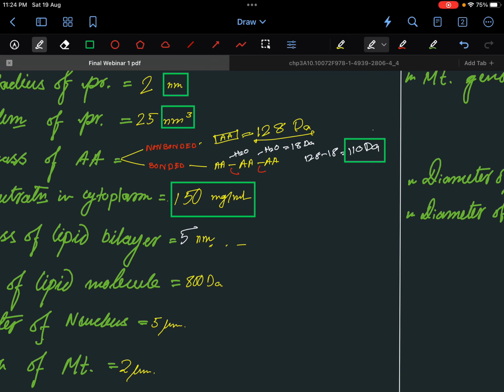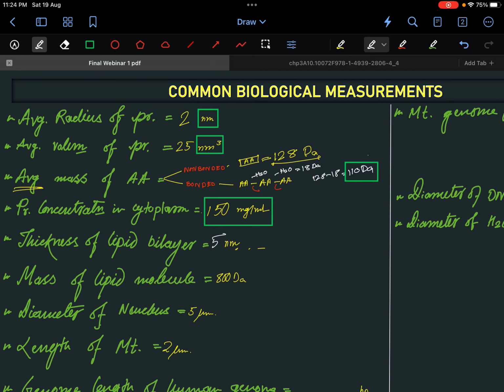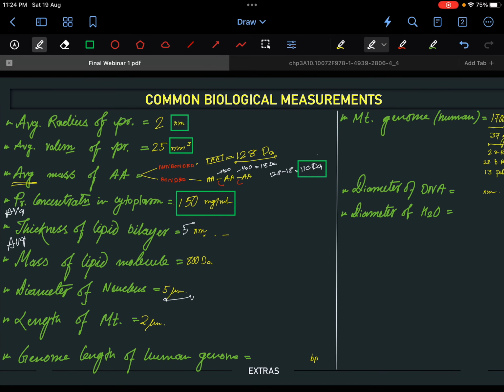Okay. And then the next is, what is the mass of lipid molecule? That is 800 Dalton. Again, here the average term is not written, but just assume average in front of every point. Average mass of lipid molecule is 800 Dalton. Then the average diameter of nucleus is 5 micrometer. This is micrometer. Again, the unit is important. What is the length of mitochondria? That is 2 micrometer. As you can see, most of the cell organelles are in the range of micrometer, right?